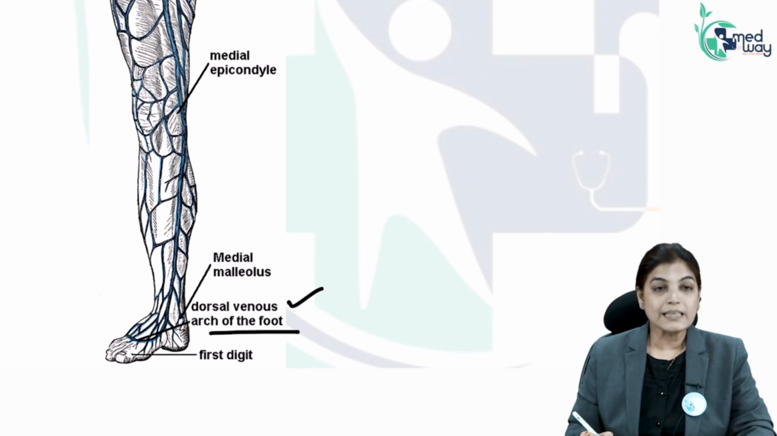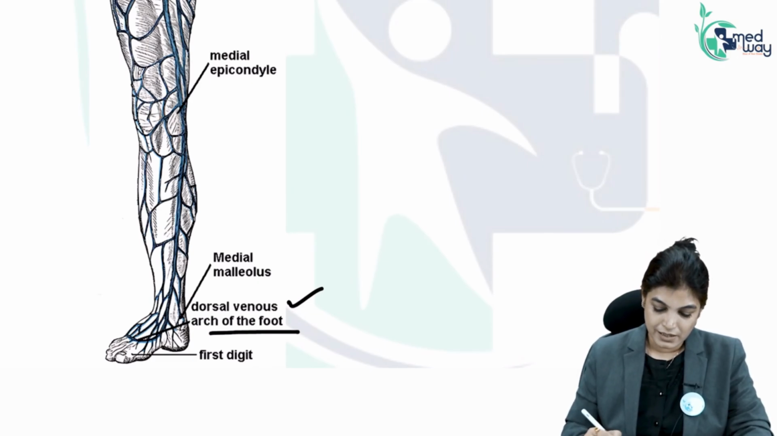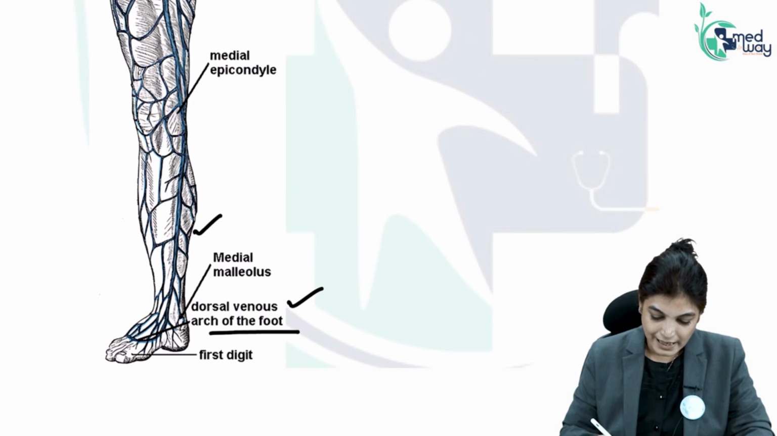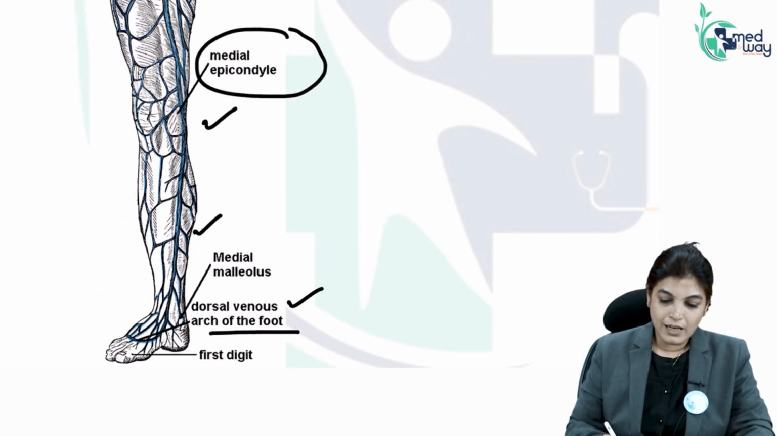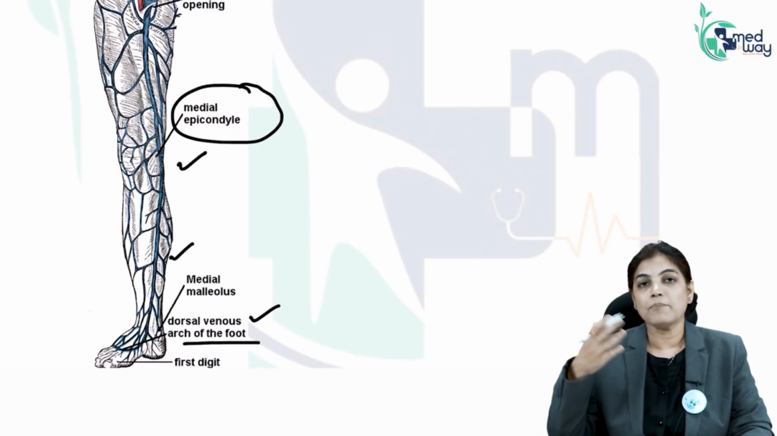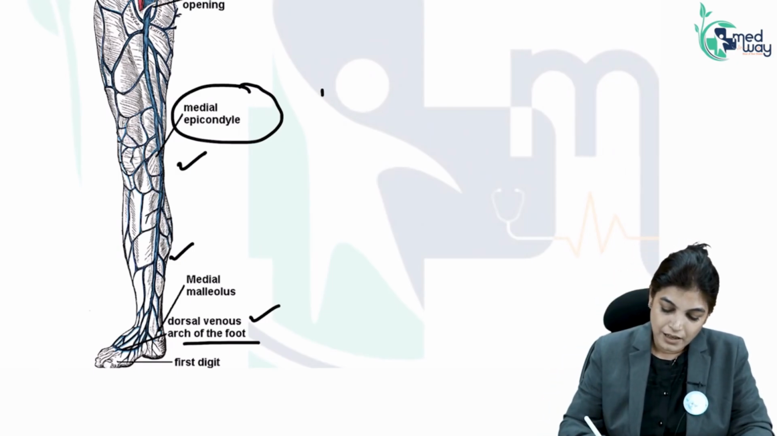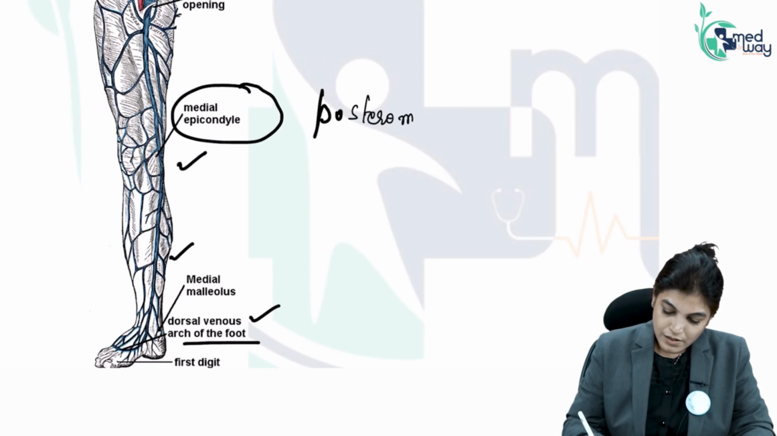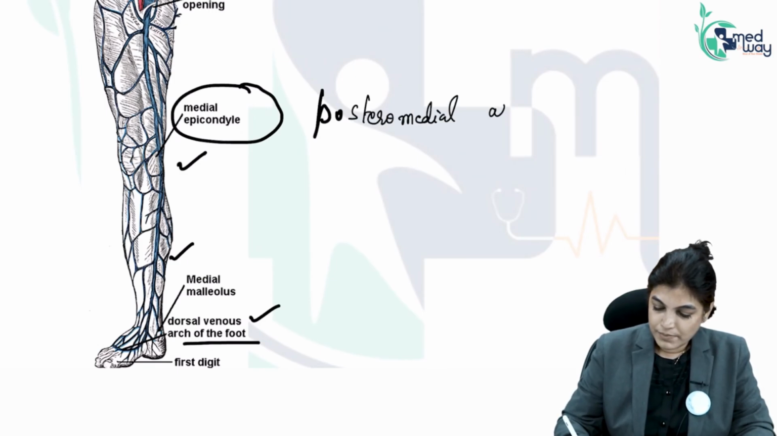It passes anterior to the medial malleolus, about 2.5 centimeters in front of it, crosses the medial side of the lower 1/3 of the tibia and then ascends slightly behind. At the level of the knee, it is lying behind the medial epicondyle, on the posteromedial aspect of the knee joint.